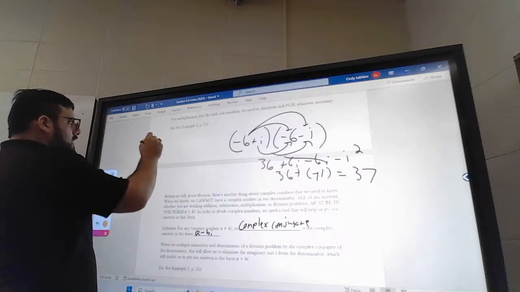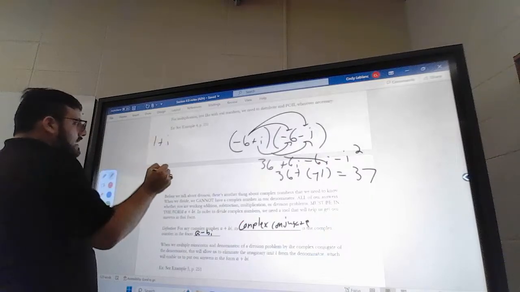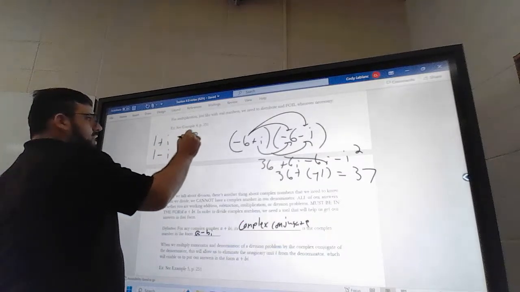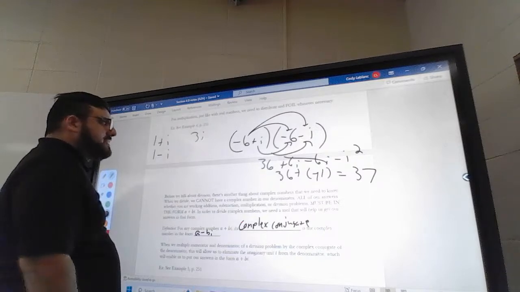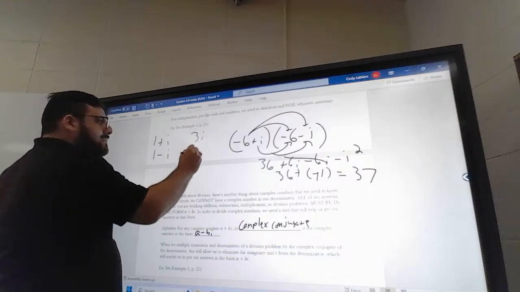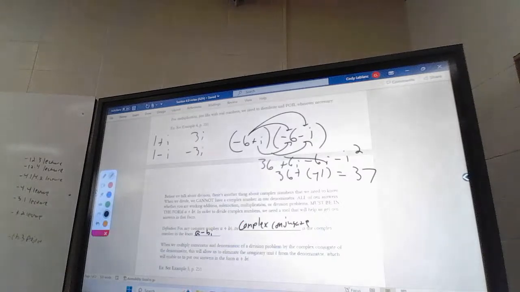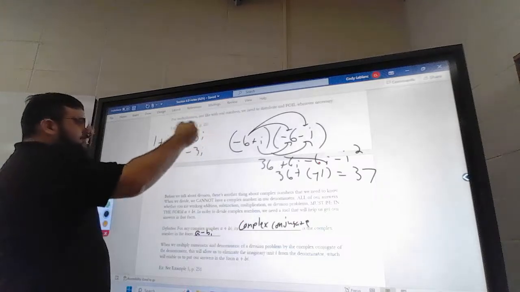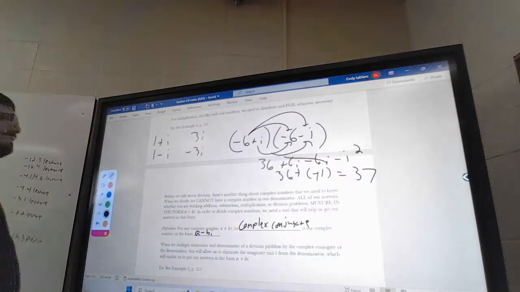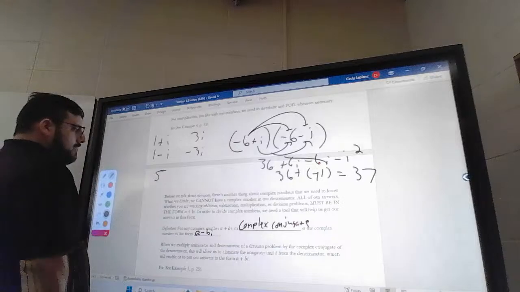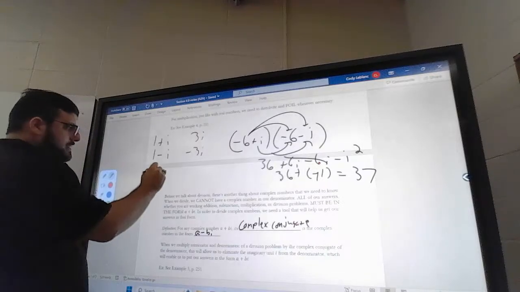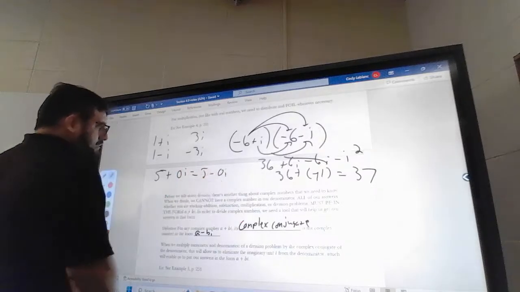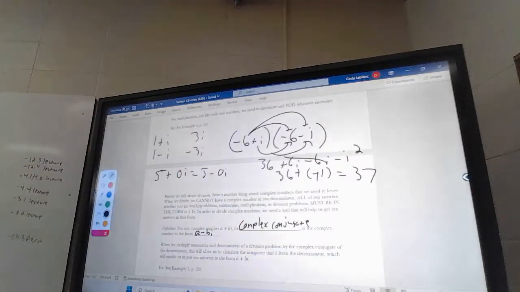If my complex number is 1 plus i, its conjugate is going to be 1 minus i. If 3i is my complex number, then -3i is its conjugate, because again, this is 0 plus 3i, so 0 minus 3i is the conjugate. For real numbers like 5, well, 5 is its own complex conjugate, because 5 plus 0i is the same as 5 minus 0i.